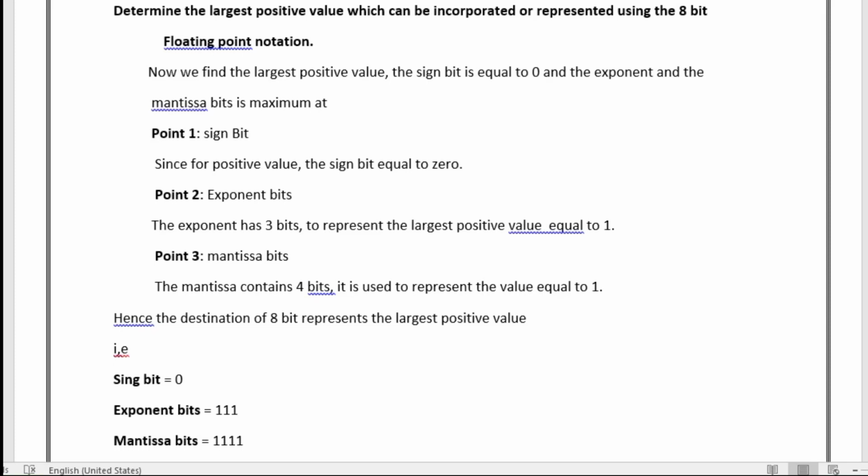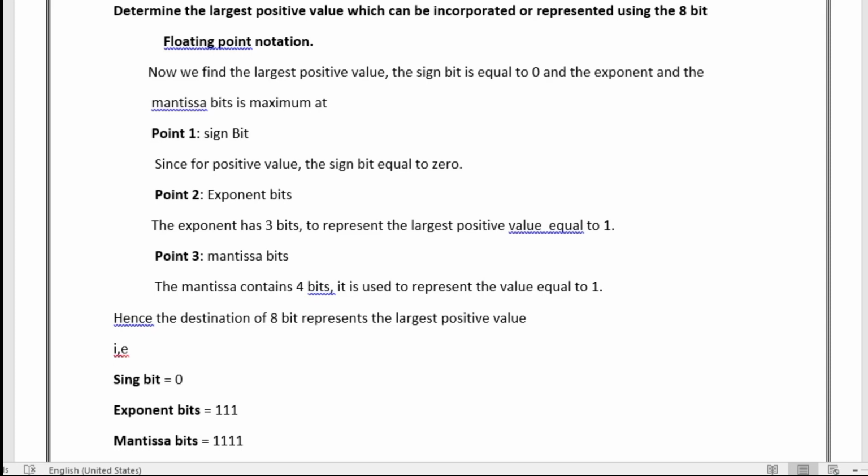Point 1, sign bit. Since it is a positive value, the sign bit is equal to 0. Point 2, exponent bits. The exponent has 3 bits; to represent the largest positive value, each is equal to 1. Point 3, mantissa bits. The mantissa contains 4 bits, and to represent the largest value, each is equal to 1.